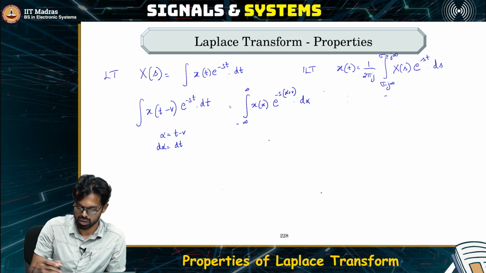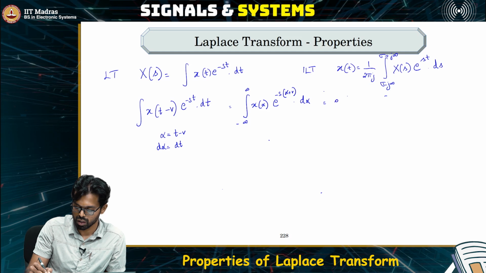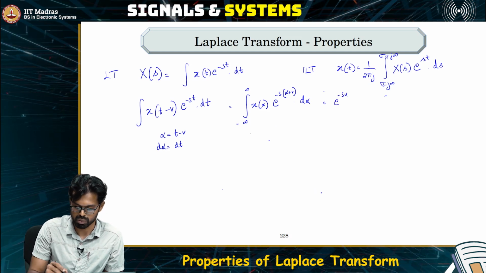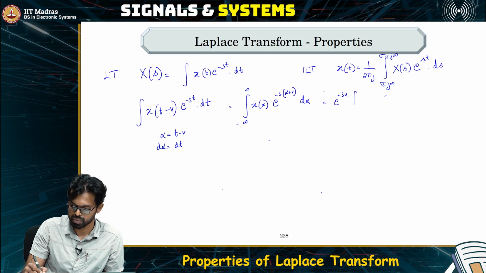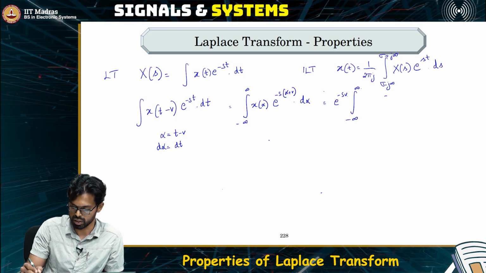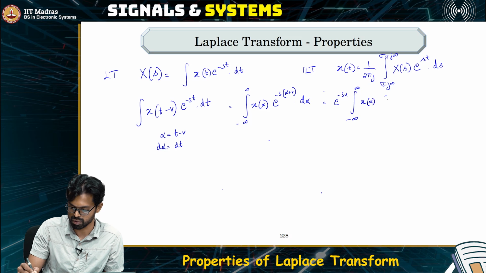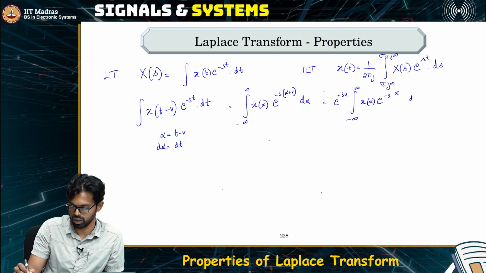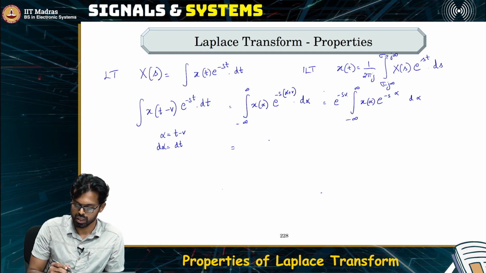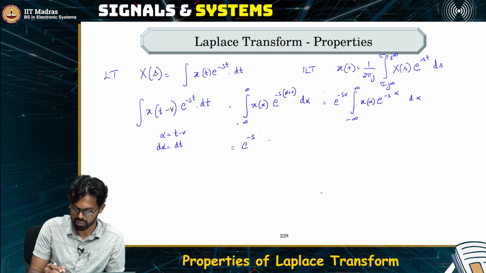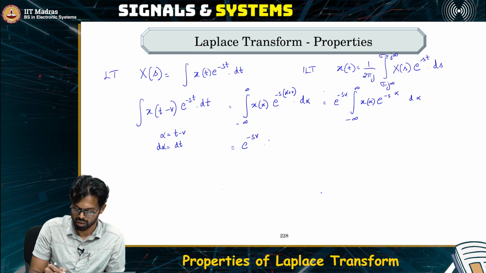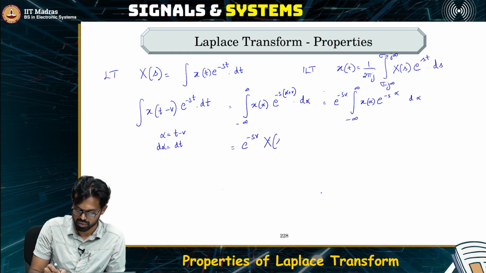So this is nothing but e power minus sv, because v is constant with respect to alpha, and this integration is with respect to alpha. So this is x of alpha e power minus s alpha, d alpha. This entire thing is now e power minus sv times X of s.